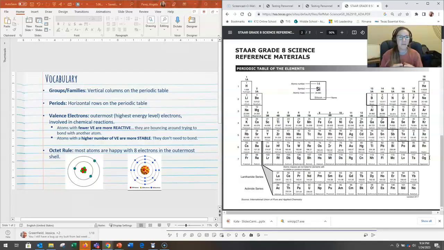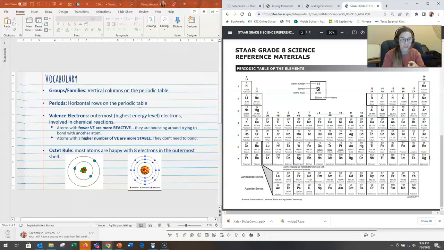Now, an atom that has a small amount of valence electrons, or fewer valence electrons, is very reactive. They're kind of bang, bang, bang. They're jumping around trying to bond with another atom. They're not very stable. They are ping-ponging around trying to bond somewhere because they only have one and they want to attach it somewhere else.